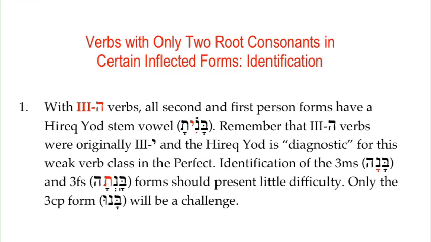in the perfect. Identification of the 3MS and 3FS forms should present little difficulty because you understand that the he in the 3MS form is the third he, and the tau in the 3FS form is the strengthened he. Only the 3CP form will be a challenge because there's no strengthened he and no heroic yod.